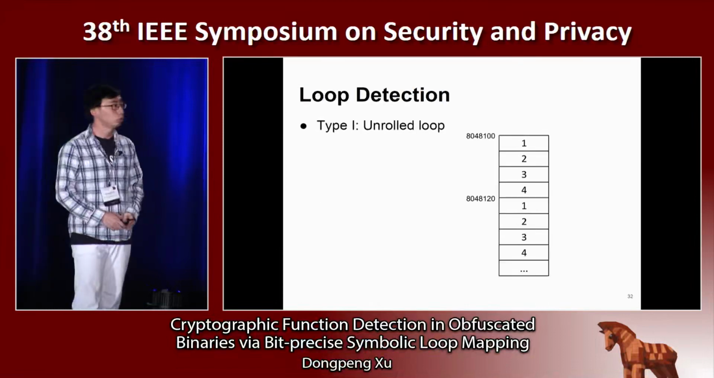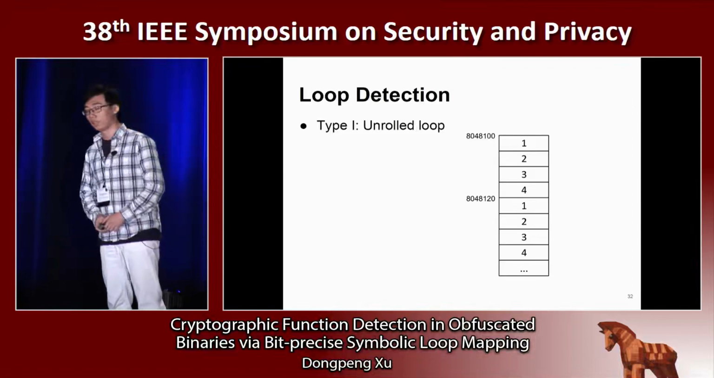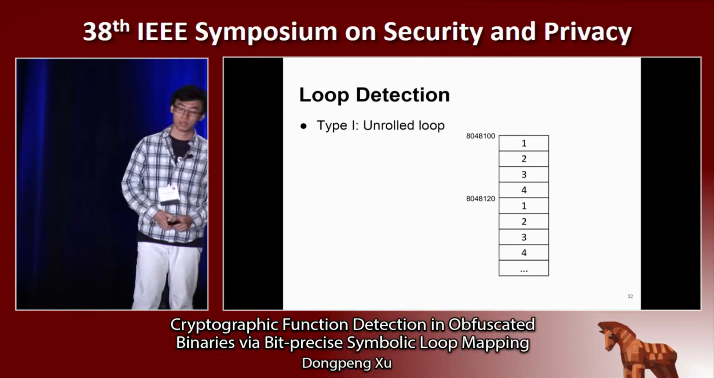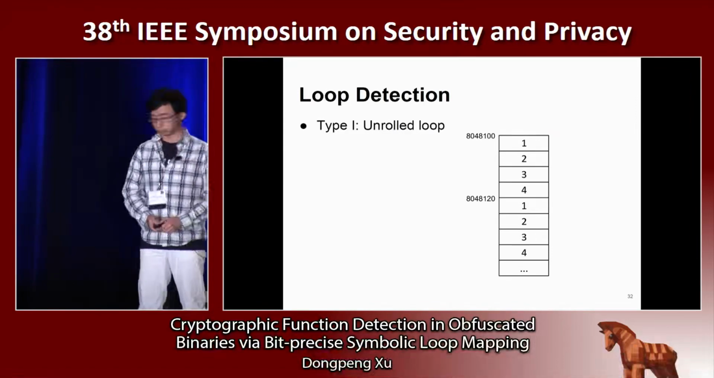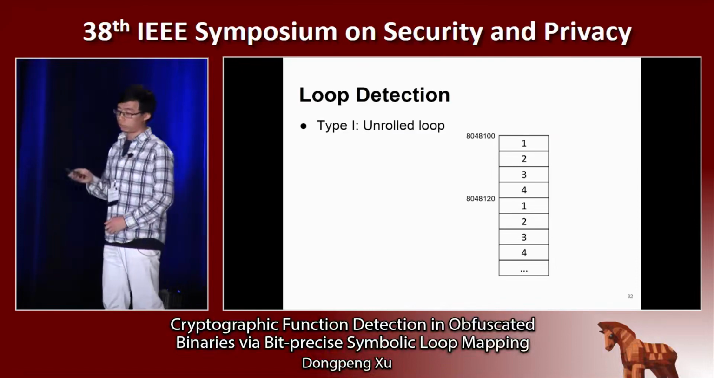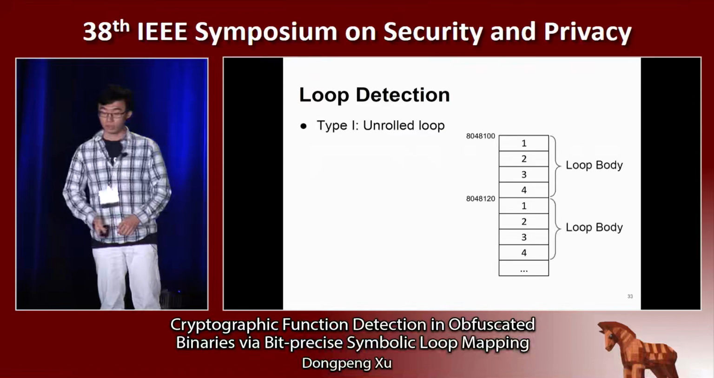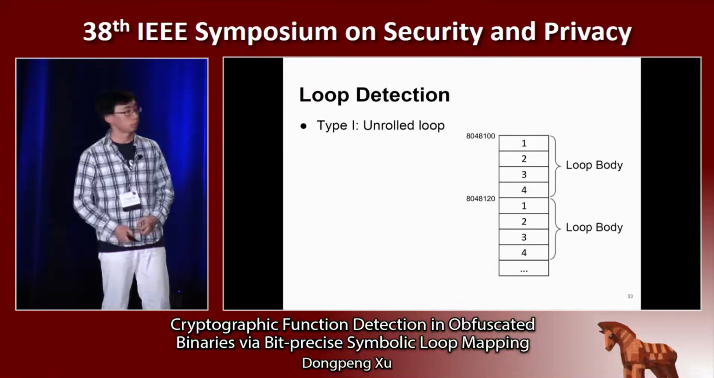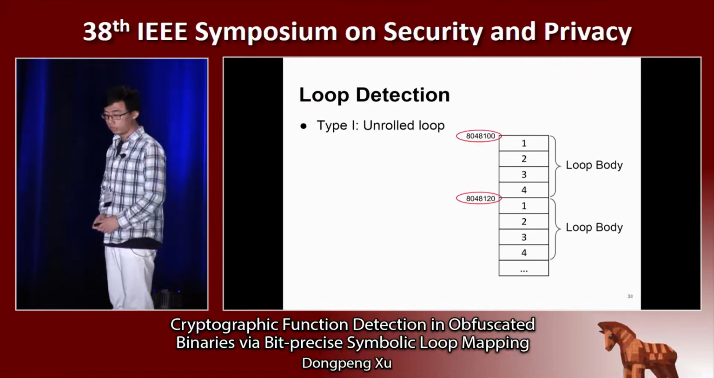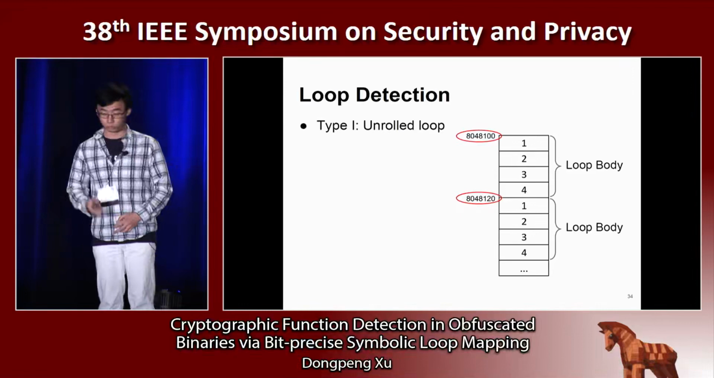After we get the 2 traces, we run loop detection on both of the traces. Actually, here we detect 2 types of loops. First is the unrolled loop. It is actually like a series of repeated instructions. So here, in this example, there are 2 loop bodies. Both are instructions 1, 2, 3, and 4. Notice that here the addresses are different because they are unrolled loops.